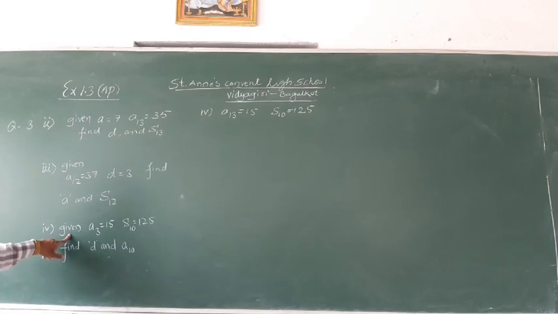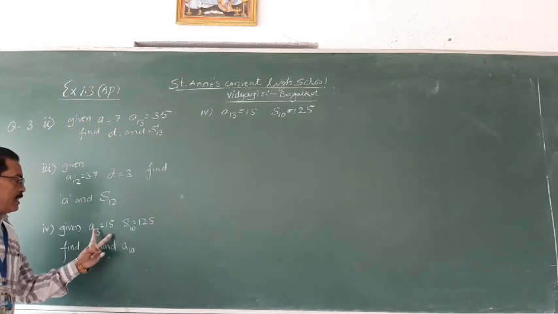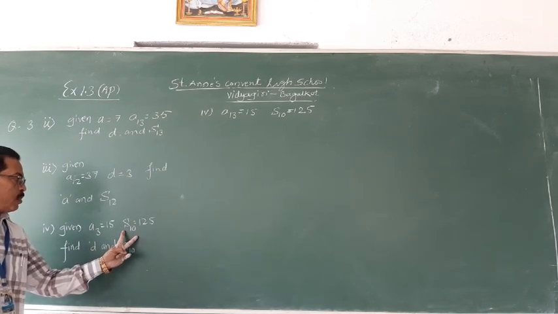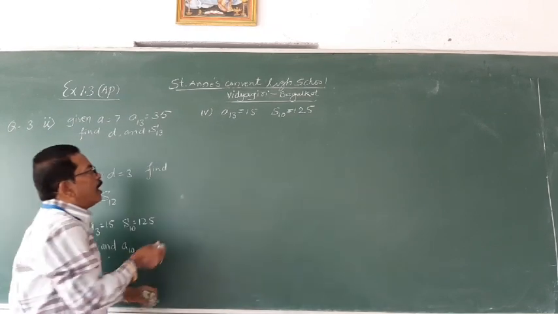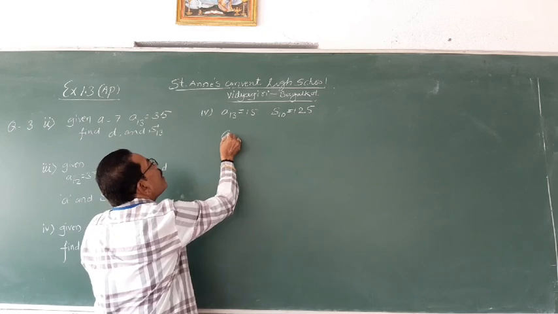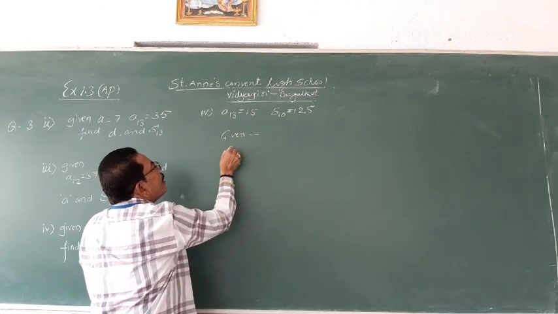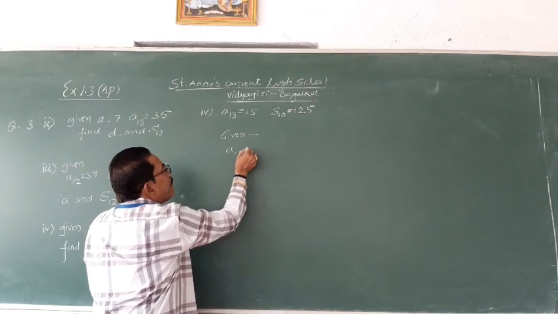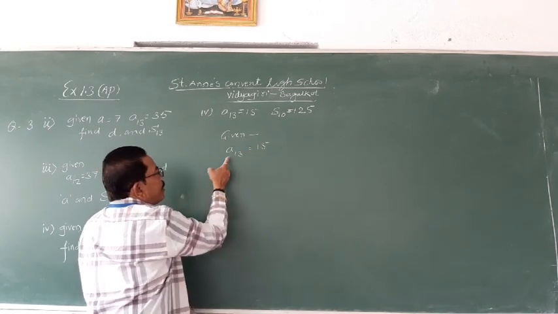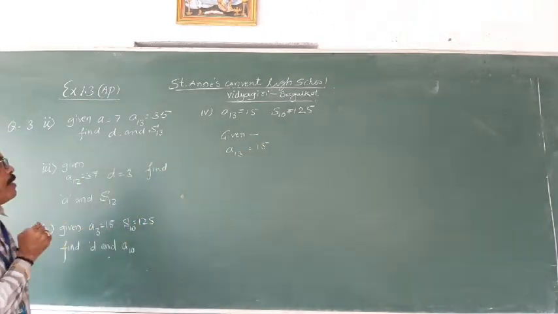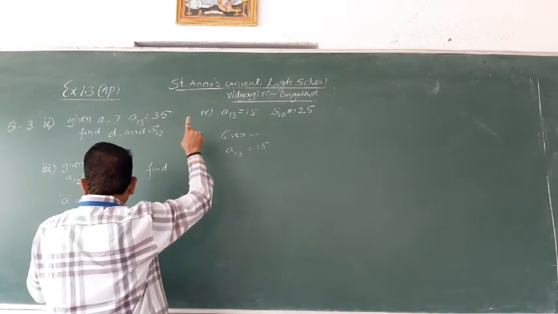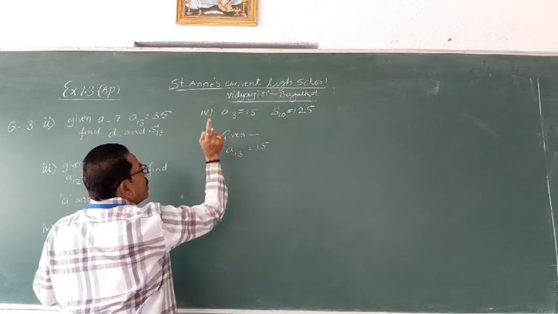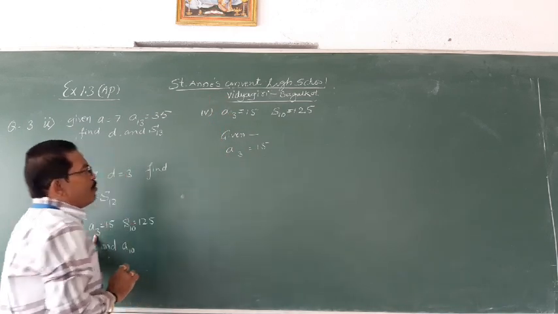Say the fourth one, given A3 equals 15, S10 equals 125. In these two given values, we have to find d and A10. Here A3 is given, that is A3 equals 15.